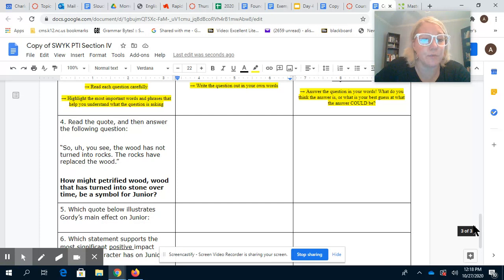Number 4 says, read the quote and then answer the following question. Yeah, so you see the wood has not turned into rocks. The rocks have replaced the wood. Ooh, that should hopefully get little bells ringing. You're like, oh, I remember that lesson we learned about symbolism. And then the question says, how might petrified wood that has turned into stone over time be a symbol for Junior? All right, so again, this whole quote is important.